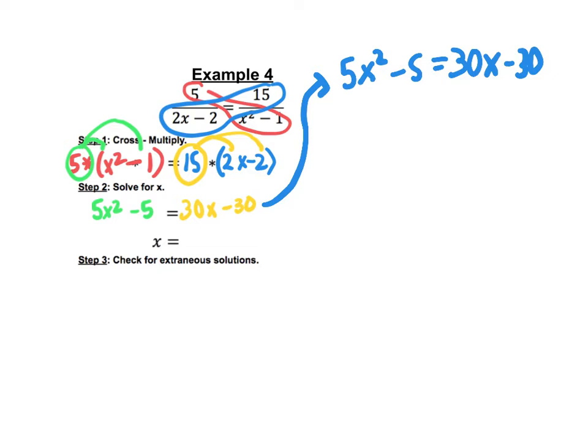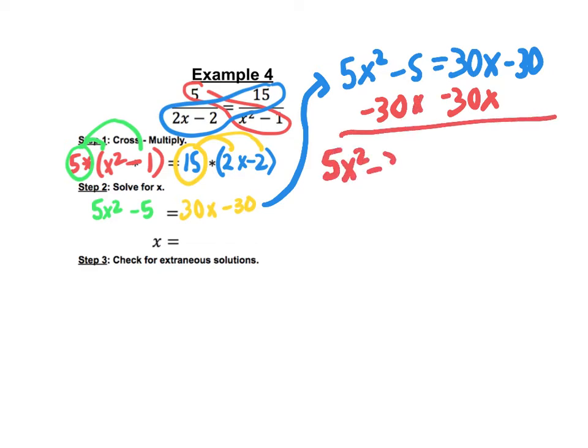I want to move everything so it's on one side. I know I want to do that when we have x squared. Now if it was just x, you just try to get x by itself, but since it's x squared, I'm going to need to factor this at some point. So I'm going to start by subtracting 30x from both sides. When I do this, I get 5x squared minus 30x minus 5 equals negative 30.